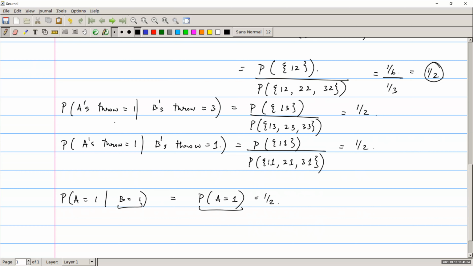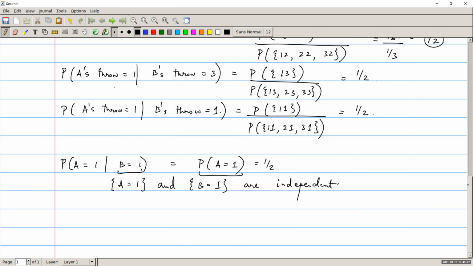So this is what we mean when we say that these two events do not provide information about each other, and we call these independent. The events A's throw is 1 and B's throw is 1 are independent. Will they be disjoint? In fact, they definitely mean that they're not disjoint.